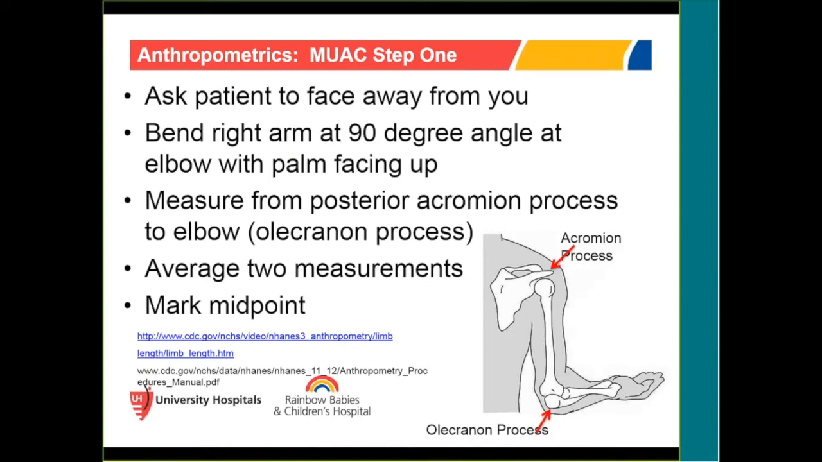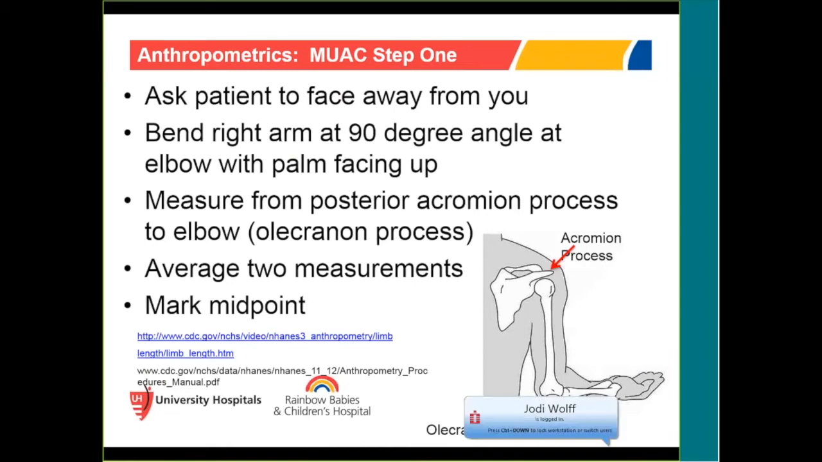The process for obtaining the mid-upper arm circumference is listed here. The first thing that we need to do is mark the midpoint of the arm. And so we would want the patient to be facing away from us. And sometimes I'm doing this with the patient lying down on a mat table, or perhaps they're sitting even on their parent's lap or in their wheelchair, and we would need them to bend forward a little bit so we could get to the back of that arm.